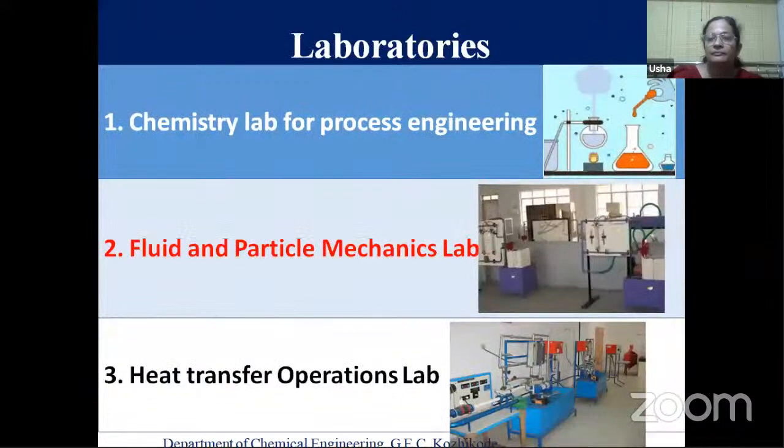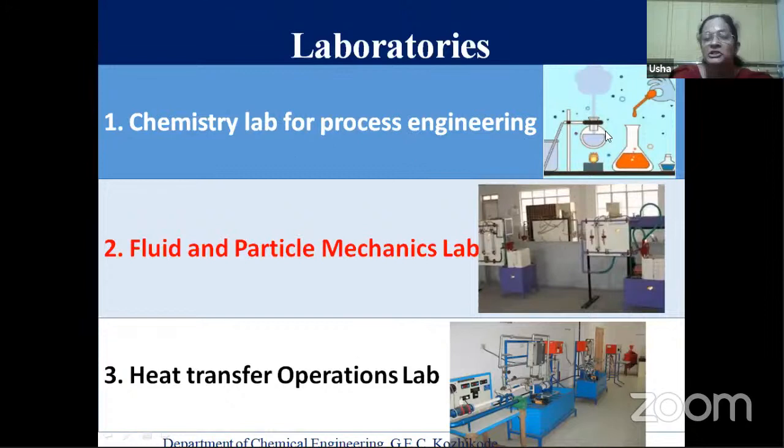Next, I will familiarize you with the laboratories coming in this 4-year BTech course in chemical engineering. The first is the physics and chemistry lab in the first and second semesters, common to all branches. That is, simple titrations are there. From the second and third semesters onwards, there is a chemistry lab only for chemical engineering students: chemistry lab for process engineering. You are studying an additional chemistry lab also.